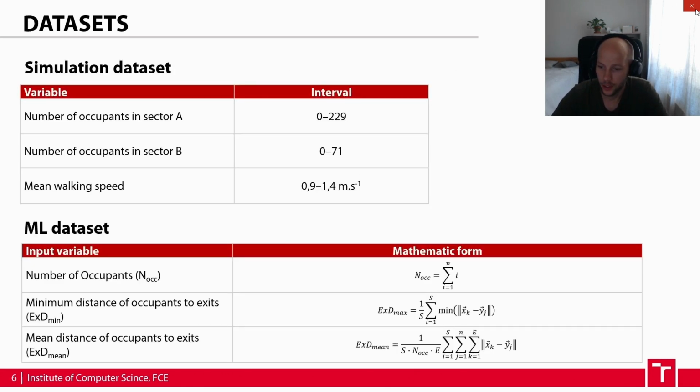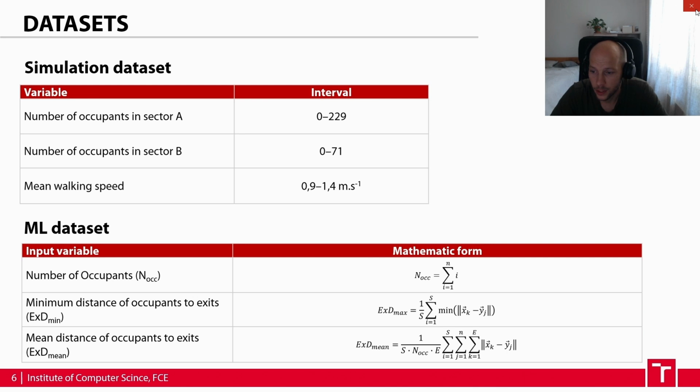A simulation dataset is composed of 3 variables, as I mentioned: the number of occupants in sector A, the number of occupants in sector B, and the mean walking speed of occupants. This dataset is not used for metamodel training, but for creating a dataset of simulations.